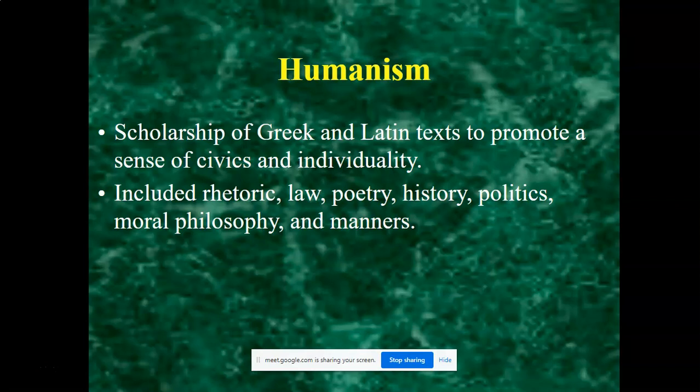What they start to do is they look at what the Romans were learning and decided to copy that. Remember, at this point in time, they have all this respect for the Romans now. And so they're looking at things like rhetoric, we'll talk about that in a second, and law, Roman law, and poetry, and history, and politics, and moral philosophy, and manners. The Romans did all of those things really quite well, and they want to learn from the Romans about how to do it in the here and now.